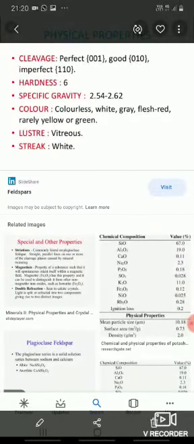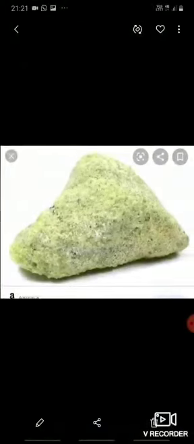The most important physical properties of feldspar are that they have perfect cleavage, and hardness is 6 on the Mohs scale of hardness. Color can be colorless, white, grey, flesh red, and rarely yellow or green. Luster is vitreous and streak is white. Special properties are striations in the plagioclases, and magnetism and double refraction are also properties. Plagioclase feldspars are albite and anorthite, calcium plagioclase and sodium plagioclase.